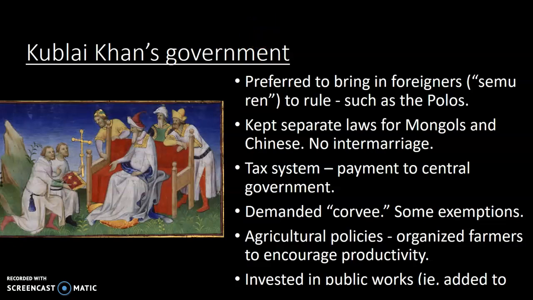Sometimes Kublai Khan's government does connect to the role of the Semuren. So again, Semuren translates to the people with the colored eyes. These are essentially foreigners who are brought in from other parts of Mongol conquest, they're brought in to be the bureaucrats.